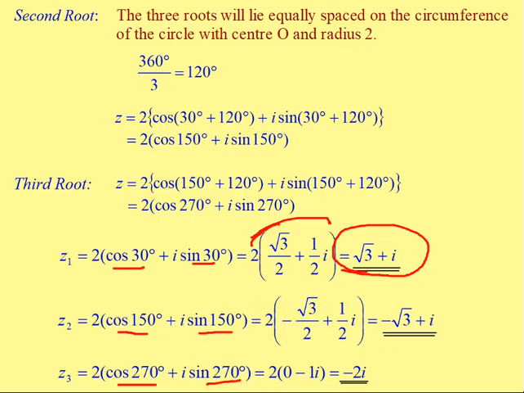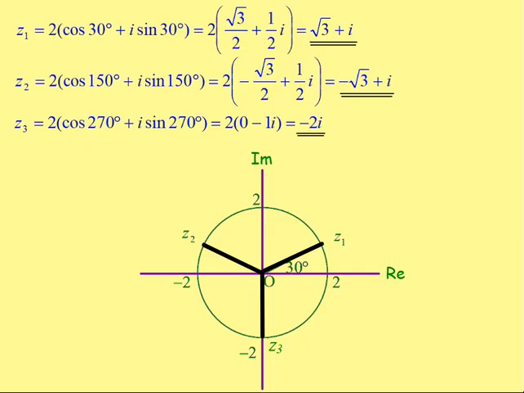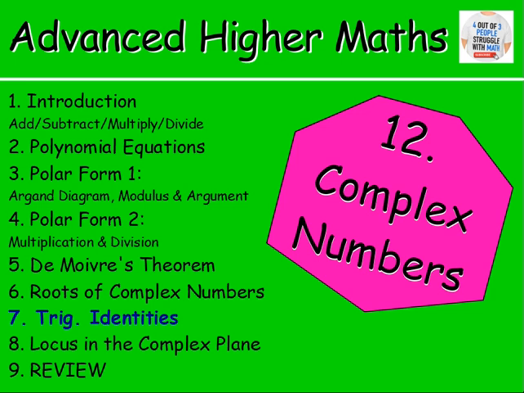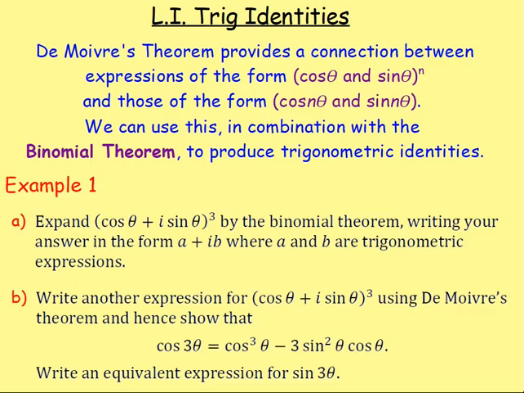Same for this one, multiply out the brackets and you'll get your answers. Showing them again on your Argand diagram, you can see here that they are evenly spaced. There's the first one, there is the second, and here is the third, evenly spaced around the outside of this circle. After that, we went on to look at trig identities.